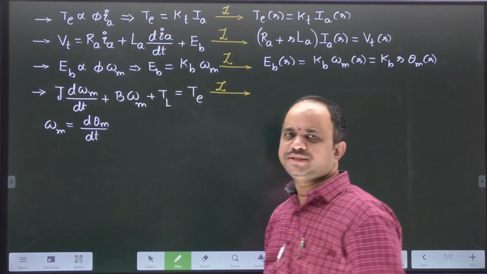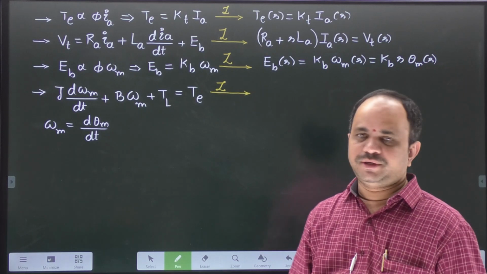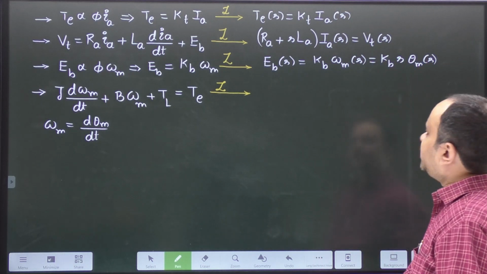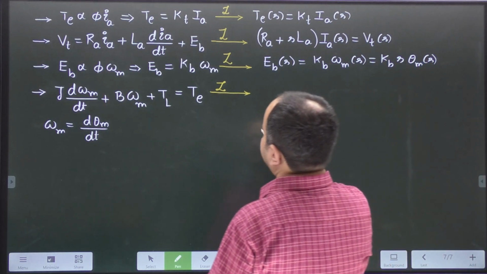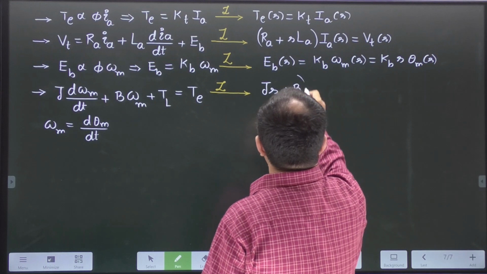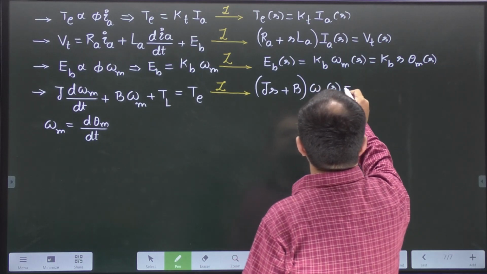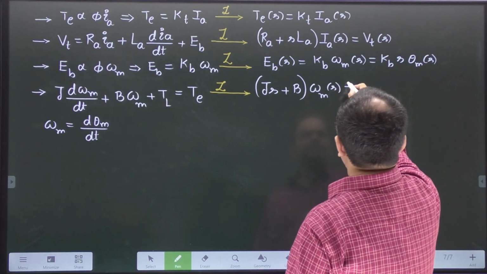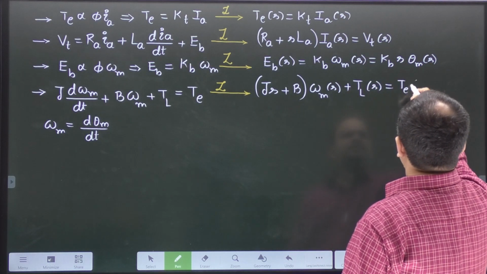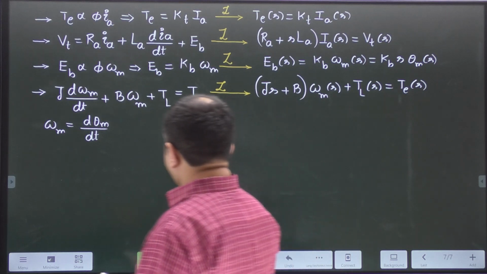In linear velocity, you can say rate of change of displacement. In angular velocity, rate of change of angular displacement. So if you take a Laplace transform on both sides, omega m is equal to S multiplied with theta m of S. Now here, (Js plus B) multiplied with omega m of S, plus TL of S, is equal to TE of S.